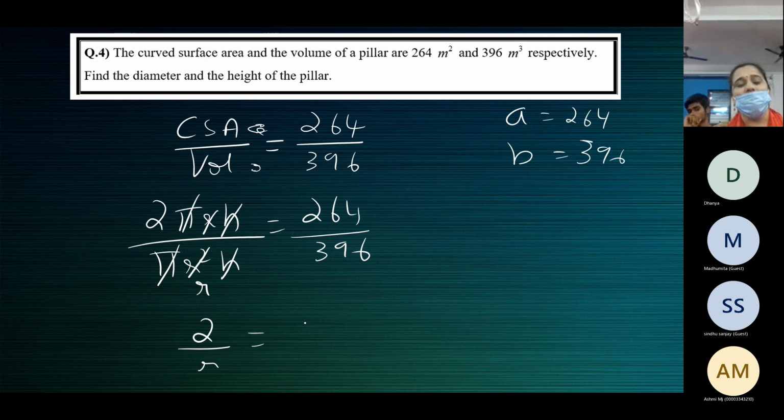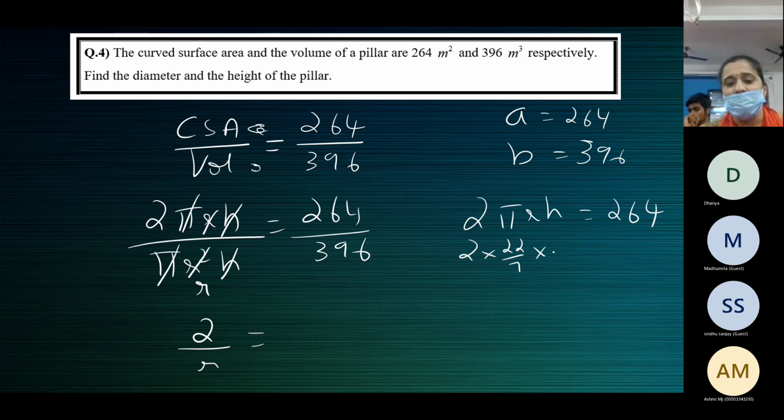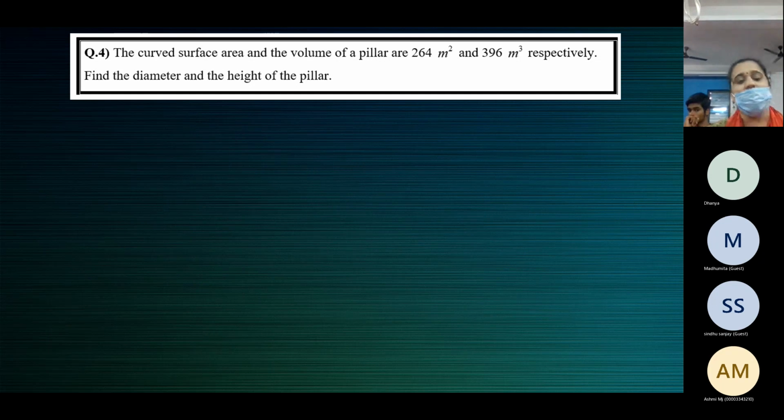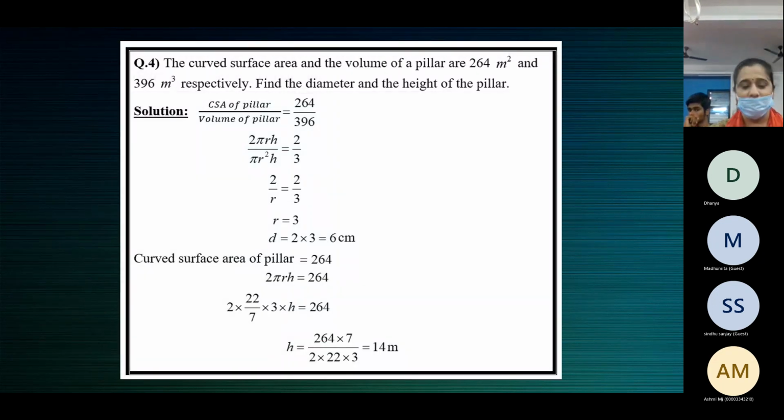Then we'll have to find the height of the pillar. So use this formula, 2 pi RH. What is 2 pi RH? 264. So 2 into 22 by 7 into R, which we would have found, into H is equal to 264. Put that value and solve this to find the value of H. So here what we're doing is, when we have these two equations, we're dividing one by the other. Right, children?